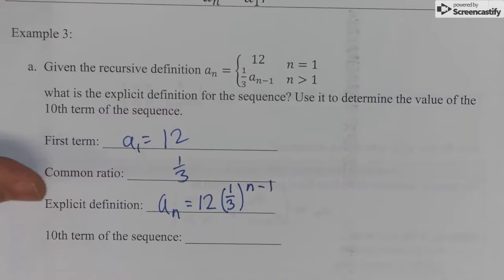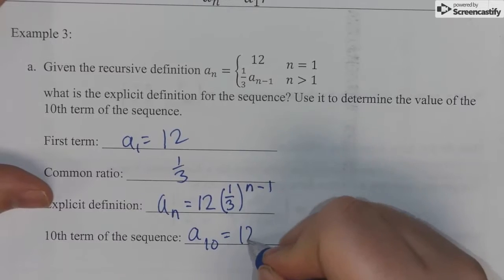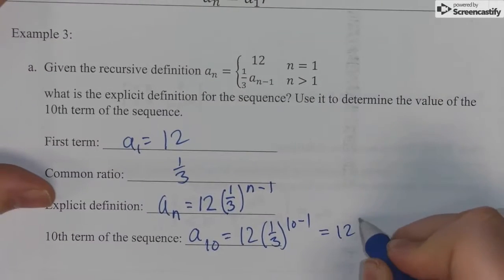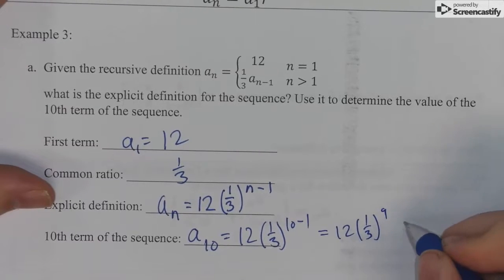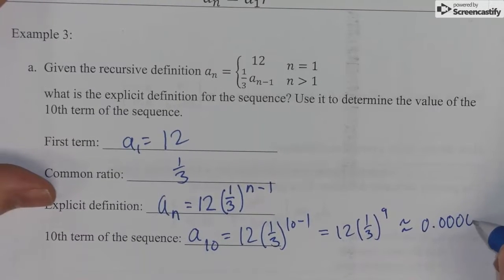So finding the 10th term of the sequence amounts to doing A sub 10 equals 12 times 1/3 to the 10 minus 1 power. So this is 12 times 1/3 to the 9th power, which if you put in your calculator, you would get about 0.0006.